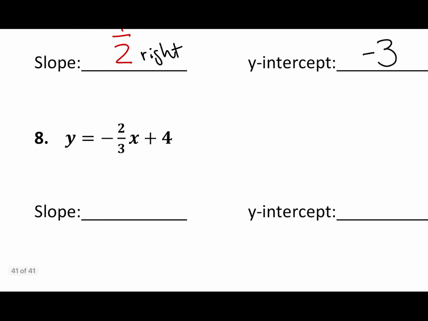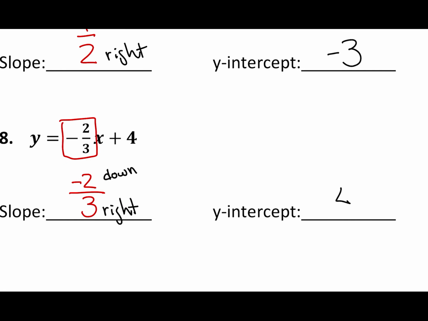We have y equals negative 2/3 x plus 4. Write the slope how you say it, negative 2/3. And since this is a negative up top, we're going to go down 2. And since it is a positive 3 on the bottom, we're going to go right 3. The y-intercept is that positive 4.